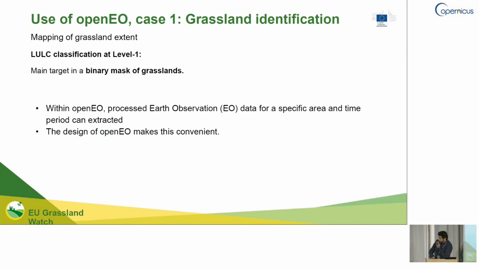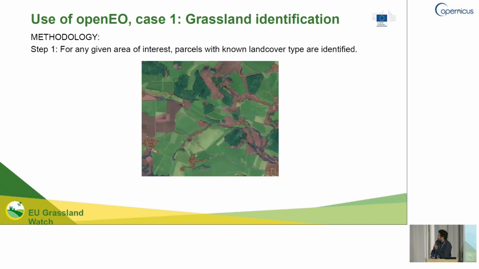Now I'll present the first use case. This will be very specific to how we implemented it. The aim is to have a binary mask of grassland and not grassland. In the previous phase of the project, we had to process all the EO data and store it in our own infrastructure. But with VITO, now it's easy because we don't have to process any of the EO data. They process it and give us the final data that we need.